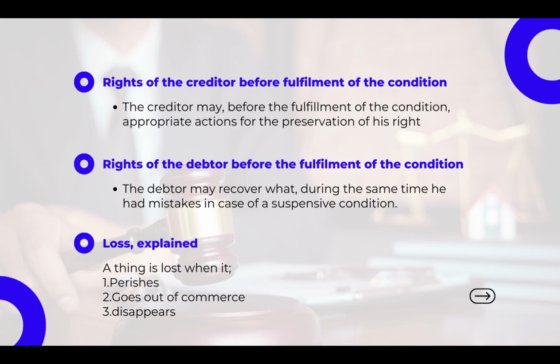Now, ano ba yung mga rights of the creditor before the fulfillment of the condition? The creditor may, before the fulfillment of the condition, take appropriate actions for the preservation of his right. Okay? Ano yung mga pwede niya gawin? Gawin niya lahat ng aksyon, kahit magkaso pa siya, basta ma-preserve yung kanyang karapatan. Okay? As to the debtor, before the fulfillment of the condition, the debtor may recover what during the same time he had paid by mistake in case of suspensive condition. Okay? In the same manner, the debtor naman, pwede siyang mag-recover kung ano man yung mga pagkakamali pag ito ay suspensive condition. Sinabi na dito, very clear, dapat suspensive condition. Okay? This is important class, loss.